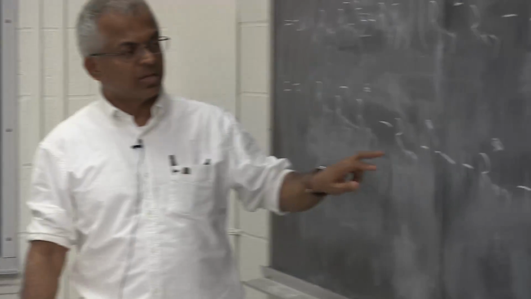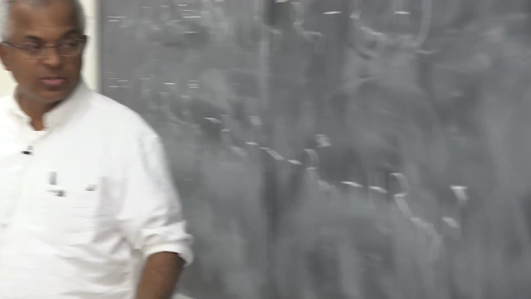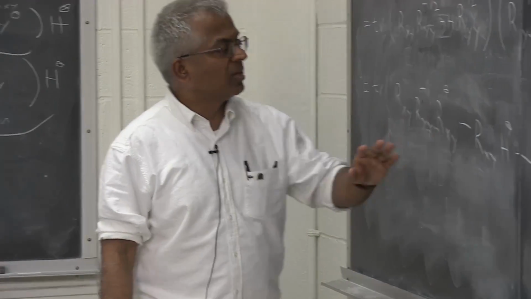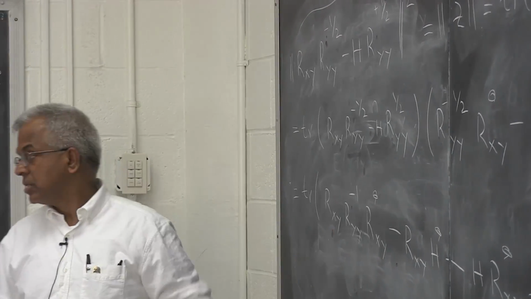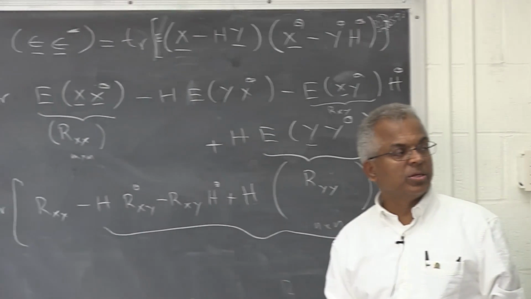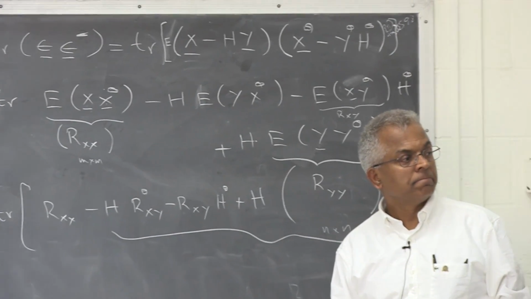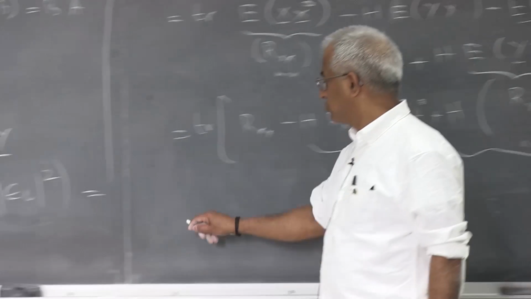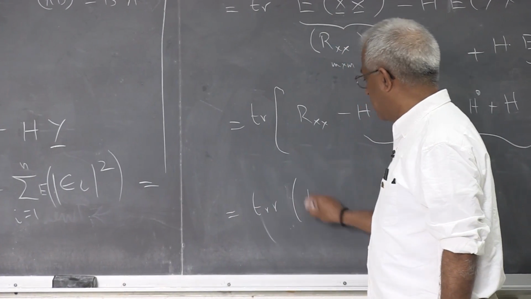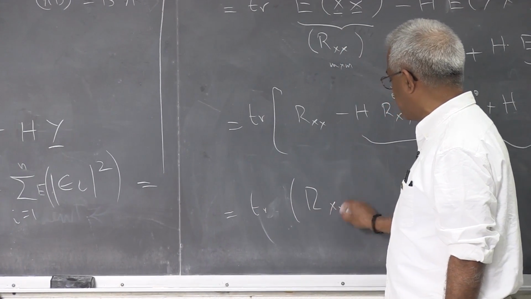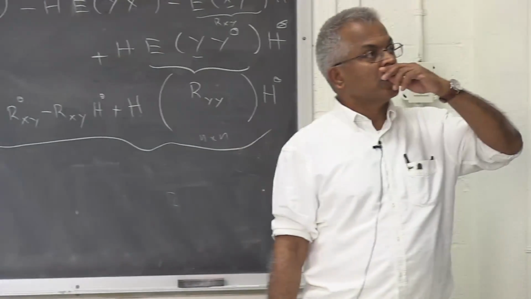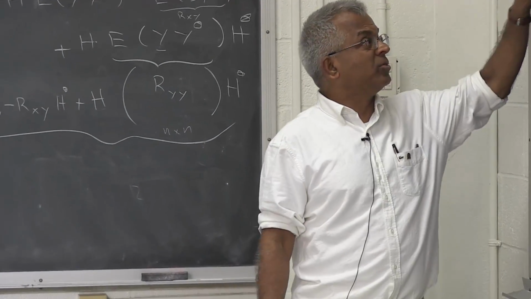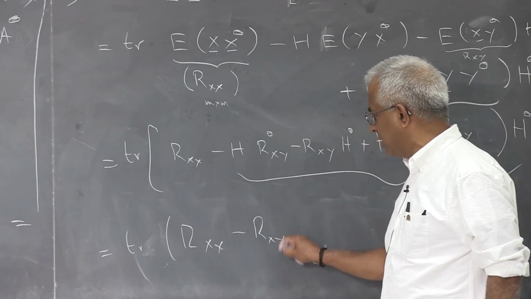See, this is the same as this. So these three terms are this minus this, right? So I'm going to replace these three terms with trace of Rxx, which is here. So that is going to be this minus this. So there is going to be a minus sign here. So this is Rxy star.